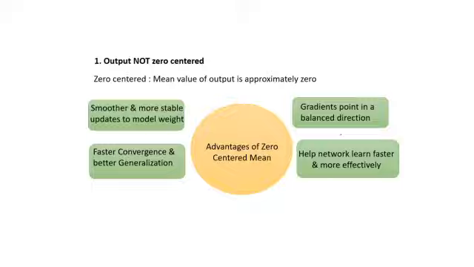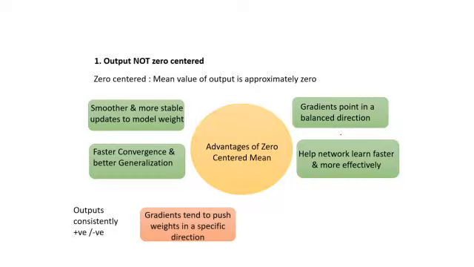Now, if the outputs are not zero-centered, if they are consistently positive or negative, then the gradients might tend to push the weights in a specific direction, which potentially slows down the convergence or even leads to unstable training.